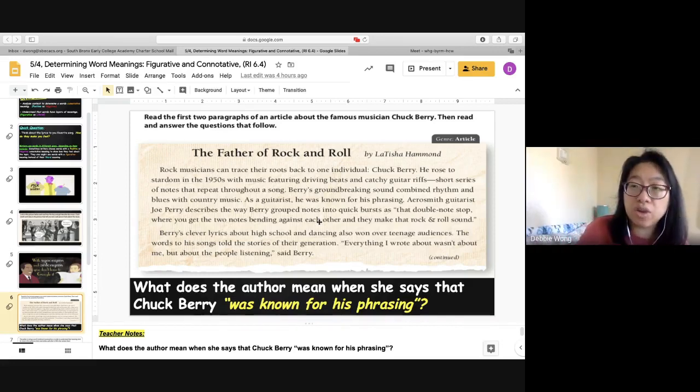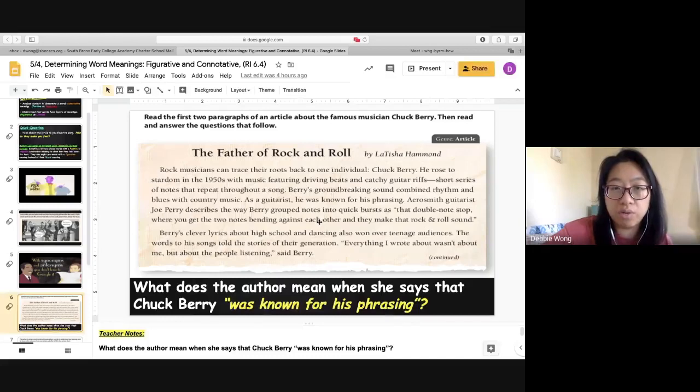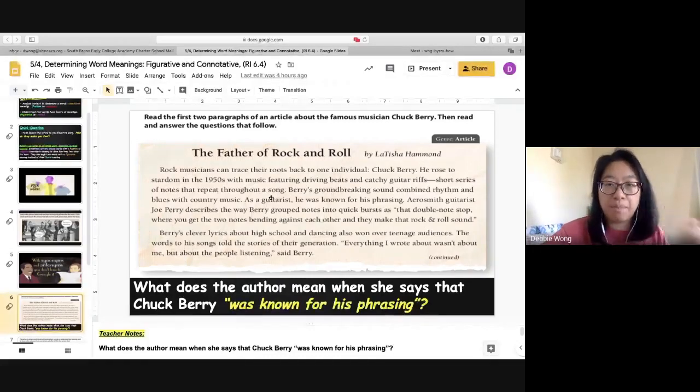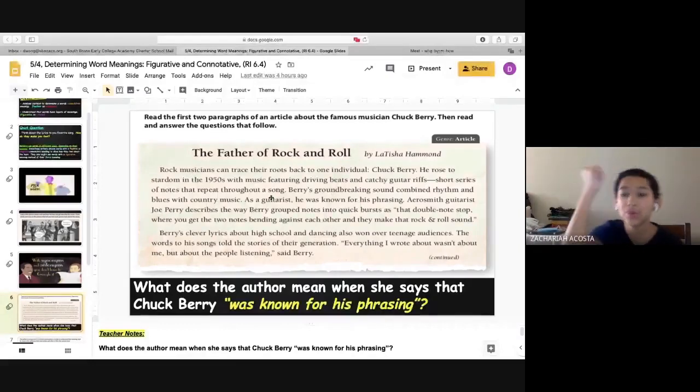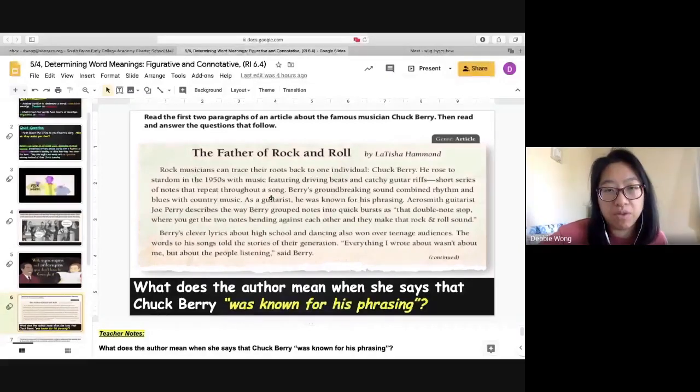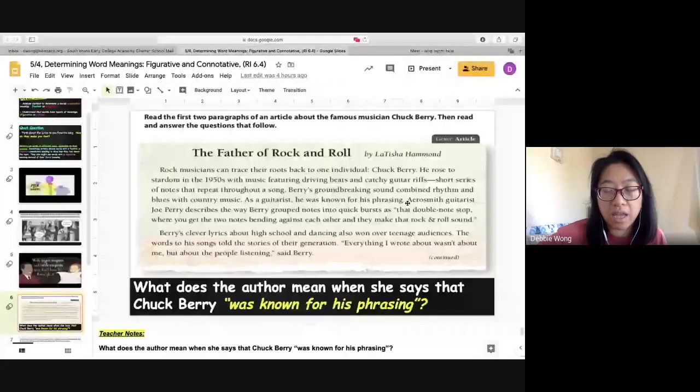So, the way he describes it, it was a short series of notes that repeat throughout the song. So, it was very catchy. It was like very pop, pop, pop, pop, pop. Like, all right? There was a lot of combined rhythm. So, it's hard because sometimes guitarists or musicians have one way of doing something. So, he infused or combined rhythm and blues with country music, which is kind of odd because that's usually not what happens, at least in this kind of context.